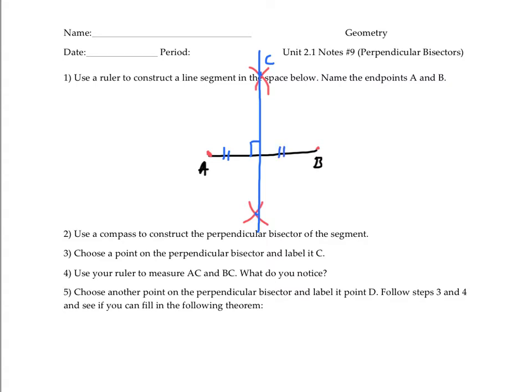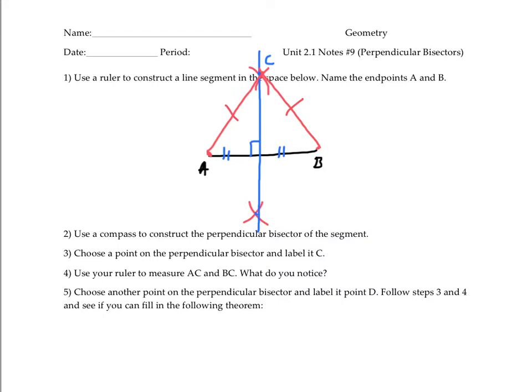Okay, next, I'd like you to take your ruler and actually connect point A to point C and connect point B to point C. And use your ruler to measure those two segments. Okay, in question 4, it says, what do you notice about AC and BC? And what you should find is that they're congruent to each other. If you measure them each with your ruler, either in centimeters or inches, you should find out that they're the same length.